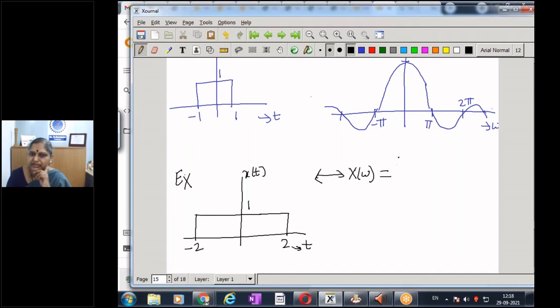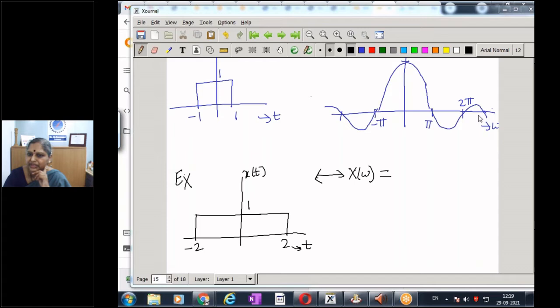Okay. If anyone is trying the integration, I'll wait. Otherwise, I'll give the answer. Are you trying the integration? No? Okay, I'll give the answer then.